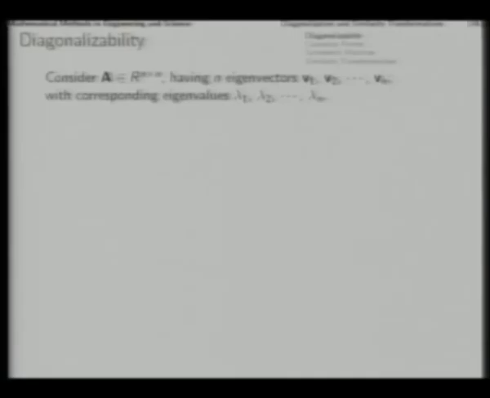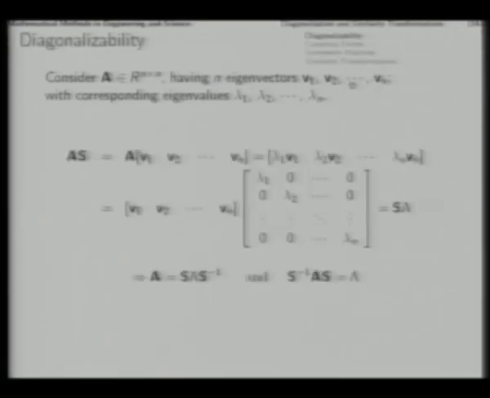Consider an n by n matrix which has n linearly independent eigenvectors v1 to vn with corresponding eigenvalues lambda 1 to lambda n. Some of these may be repeated for that matter, that is lambda 2 and lambda 3 can be equal, need not be all different. These are all linearly independent. Then only we will talk about n different eigenvectors. Now, if we have the matrix which has n linearly independent eigenvectors, then consider this.